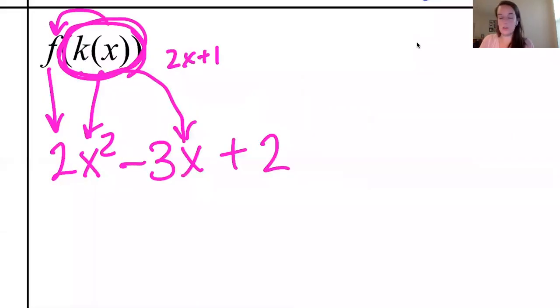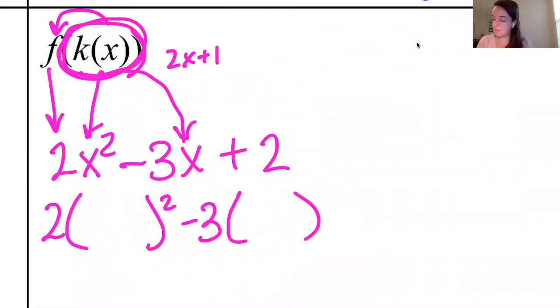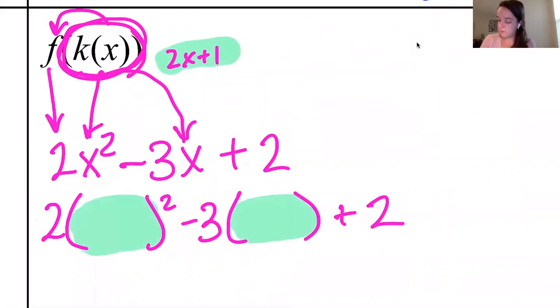All right, so I'm going to have 2 parentheses squared, so that's my x squared, minus 3x plus 2. And then I'm going to go ahead and plug in 2x plus 1 in this place. So 2x plus 1, 2x plus 1. I'm taking k and I'm substituting it into the f function.